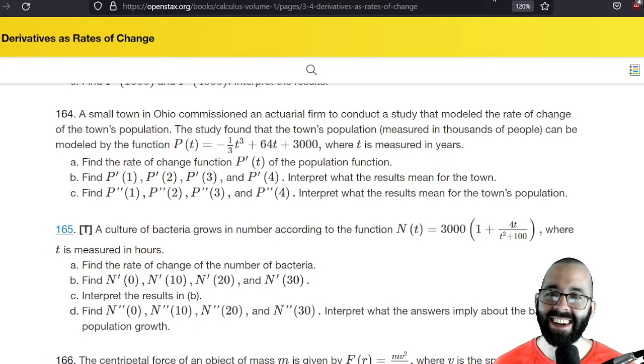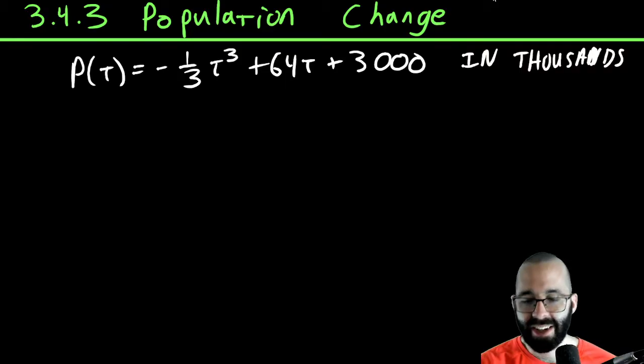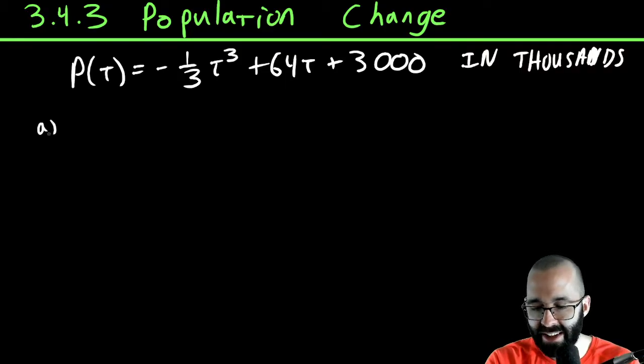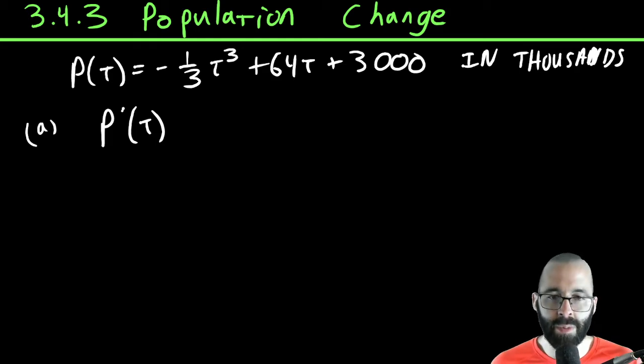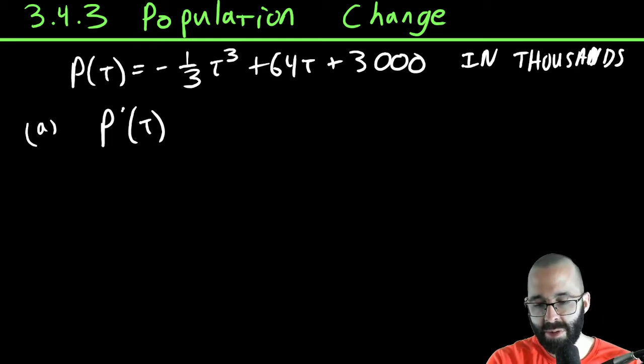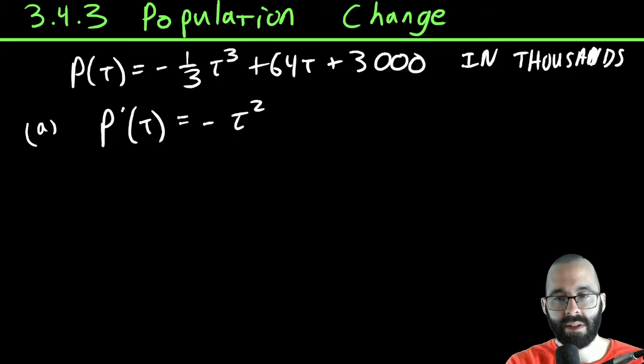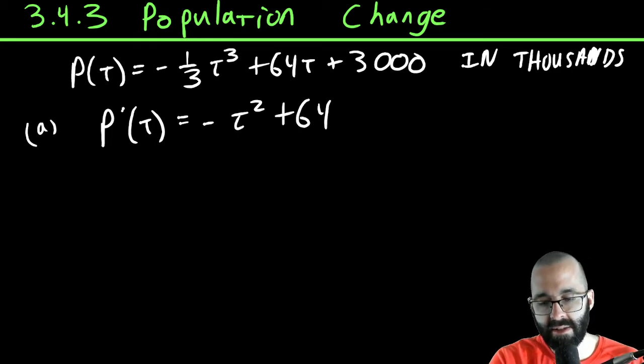Find the rate of change of the population function, p prime of t. All right, well, that's no problem. The population of this crazy town, how it's changing, is the derivative. Derivative is slope. Derivative is rate of change. So the derivative of this population, we use the power rule. It should be negative t squared, the 1/3 and the 3 cancel out, plus 64.